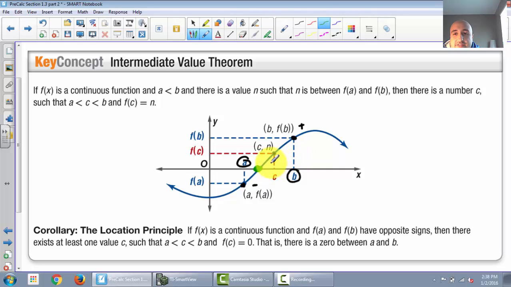So what it's saying is, if you plug in a and you plug in b, so here's a, here's b, there has to be some zero in between there if a was a negative value and b was a positive, or vice versa. If a was positive and b was negative, there has to be a zero in between there. So that's all that's saying.